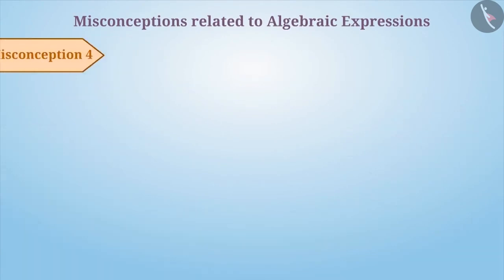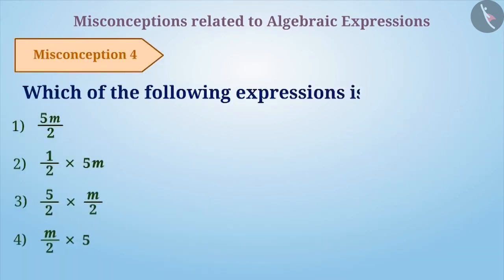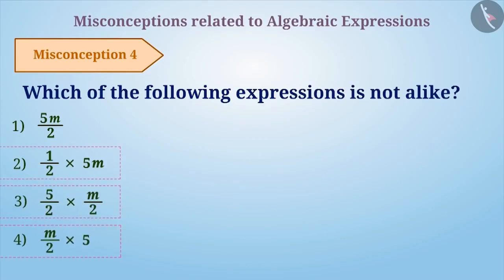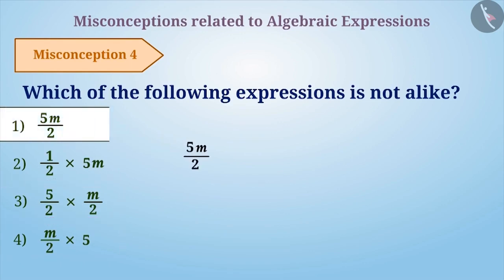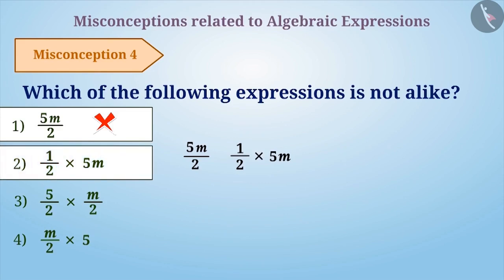Misconception 4. Which of the following expressions is not alike? There is a multiplication sign in each expression except in 5m by 2. With this understanding, most of the time the answer given is 5m by 2. This is a misconception. Similarly, not understanding that division by 2 is the same as multiplication by 1 by 2, the answer 1 by 2 into 5m is given, which is also the wrong answer.